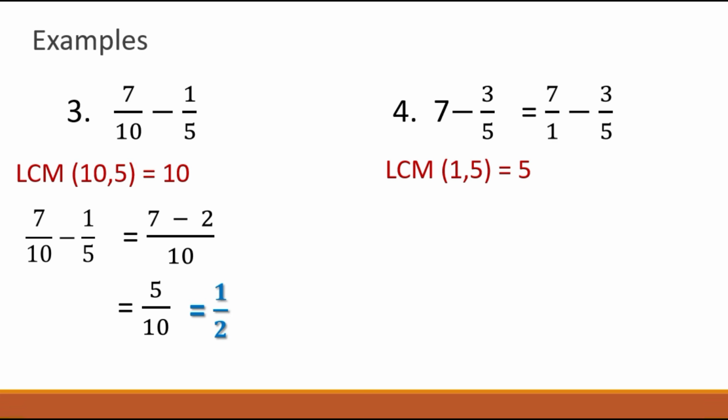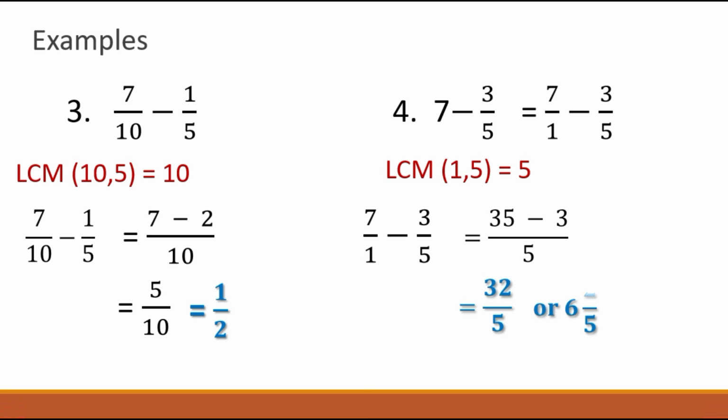So of course, the LCM of 1 and 5 is equal to 5. Copy the given, 7 over 1 minus 3 fifths. Write our LCD. 5 divided by 1 is 5. 5 times 7 is equal to 35. Copy the minus sign. 5 divided by 5 is 1. 1 times 3 is equal to 3. We have 35 minus 3 all over 5. 35 minus 3 is equal to 32. So the answer is 32 over 5. It's in the lowest term already. And we can change this into a mixed number, and that is equivalent to 6 and 2 over 5.